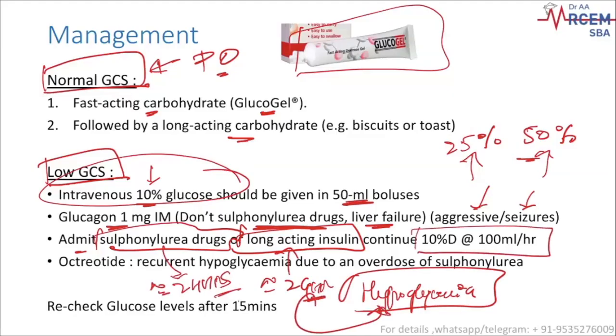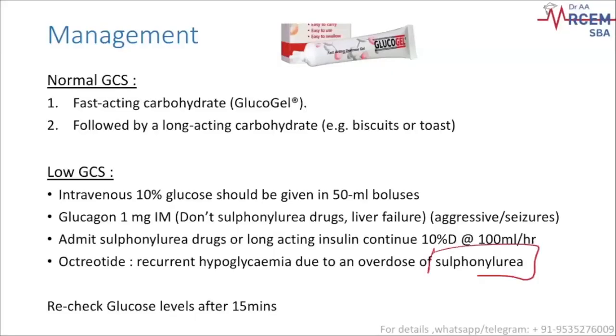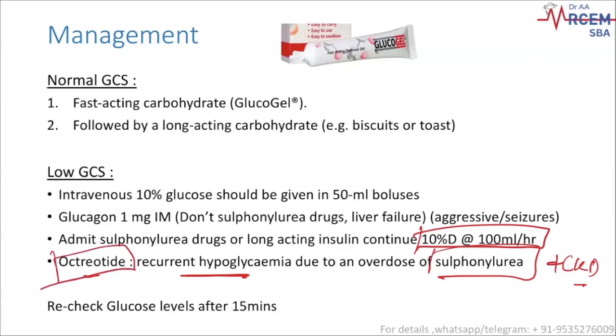So we admit them and start them on 10% dextrose at 100 ml per hour. So this is the infusion rate we'll start them on. Next thing is, if someone is on sulfonylurea drugs and has some kidney injury or chronic kidney disease, these patients are very prone to recurrent hypoglycemia in spite of starting them on 10% dextrose infusion at 100 ml per hour. At that point of time, octreotide will be very helpful. In spite of giving any amount of sugars at any rate, these patients will, after a few hours, again have a hypoglycemic episode. To prevent that, octreotide is a very helpful drug.